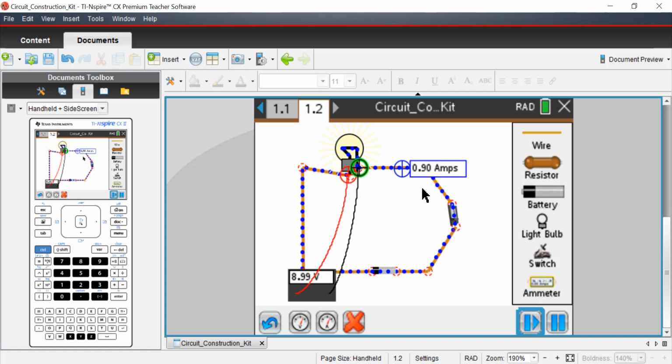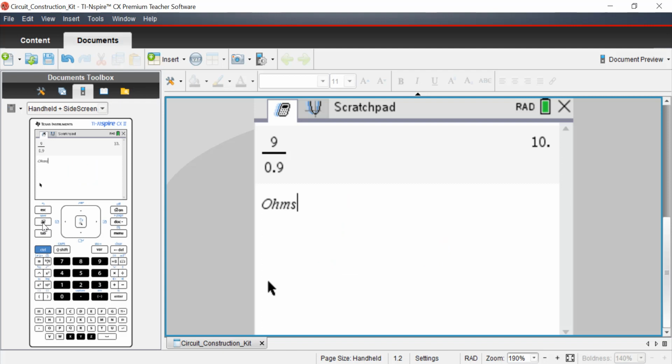So using that voltmeter and my ammeter, I can tell how much electricity is flowing through this circuit. And if you were to calculate resistance here, it's going to be the same value as before. It's the same idea. So we had 9 volts divided by 0.9 amps, and obviously I get 10 ohms of resistance. So that is the same.